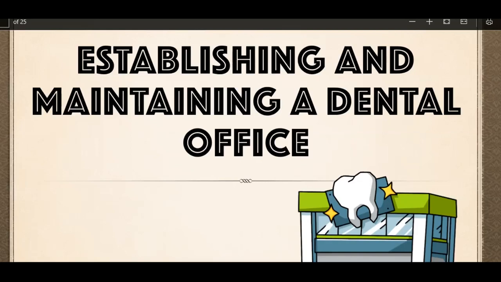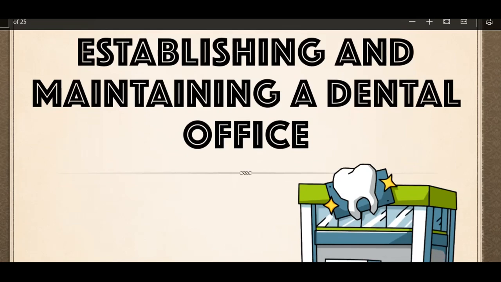So today's topic is about a dental clinic, how to establish and how to maintain a dental clinic. So, establishing and maintaining a dental office.